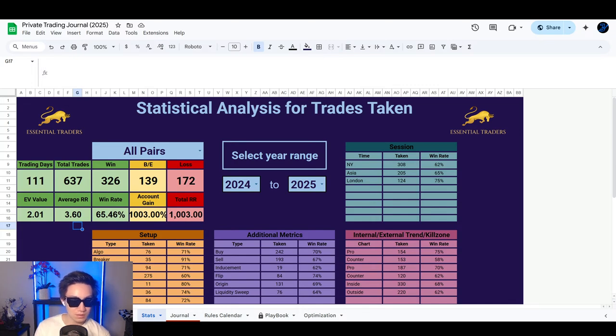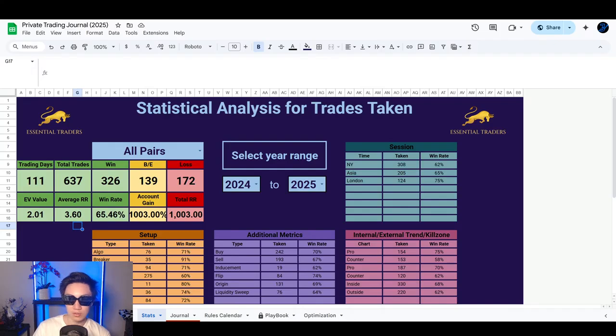3.6. I don't think it makes sense, because that would mean 2.01 times 1111. No, because my total risk reward is 1,003. I can't just take the EV value times the total number of trades. So no, it's not that.